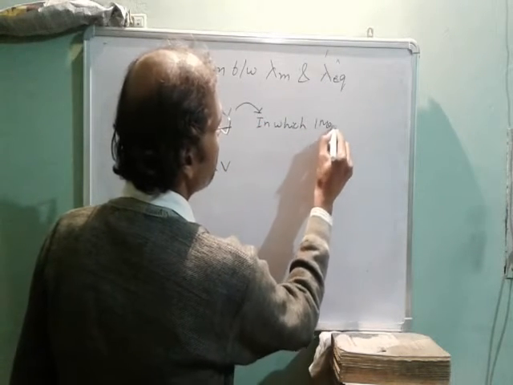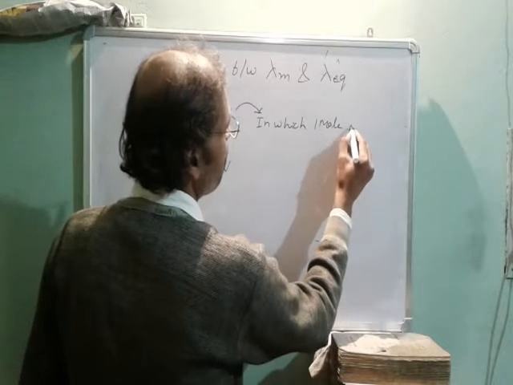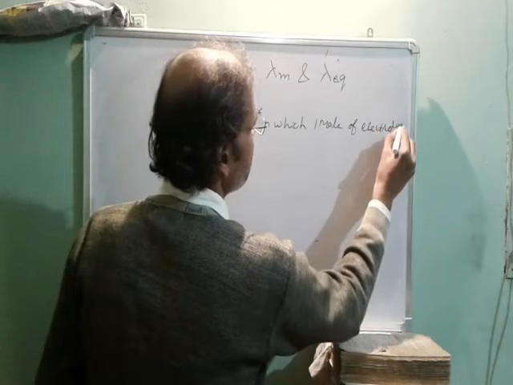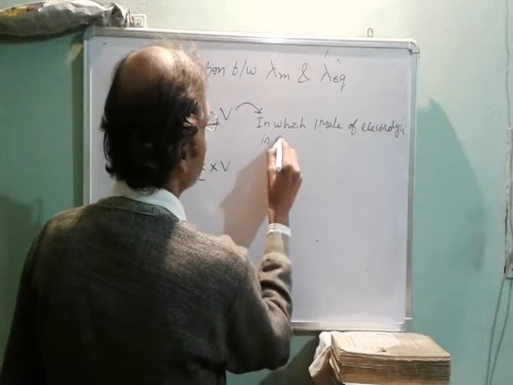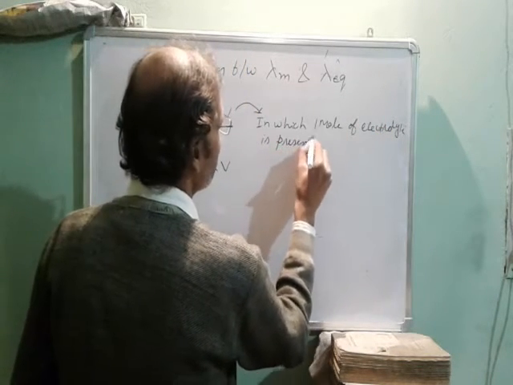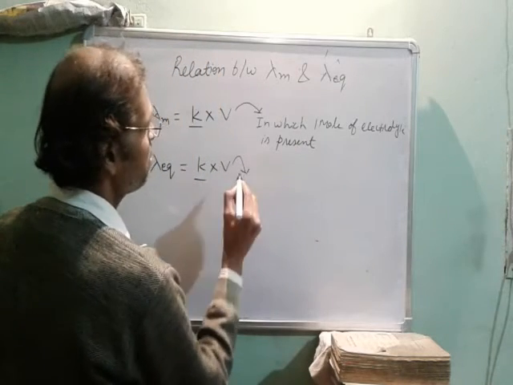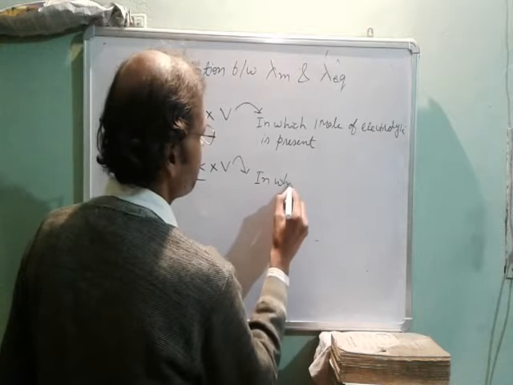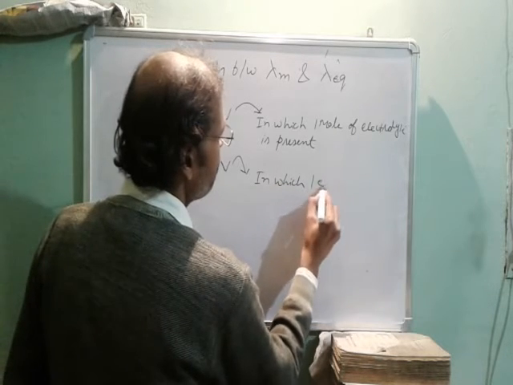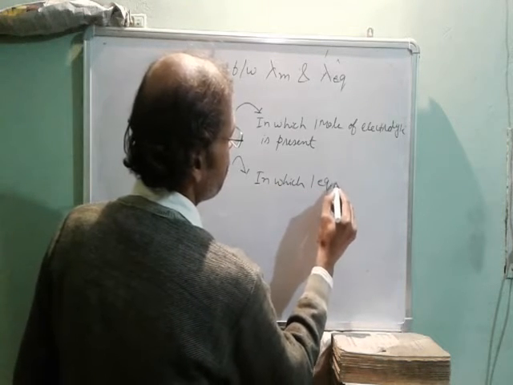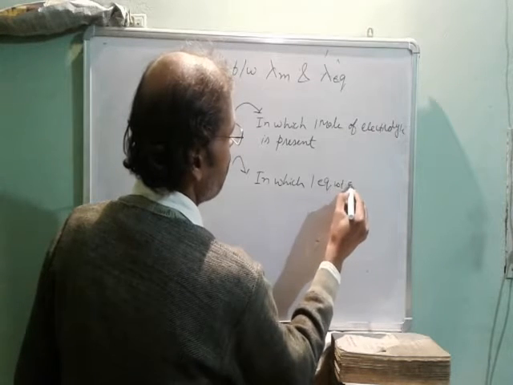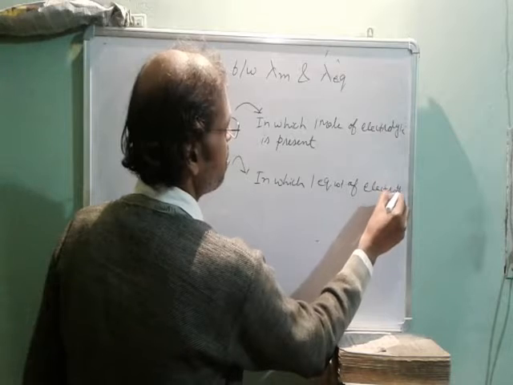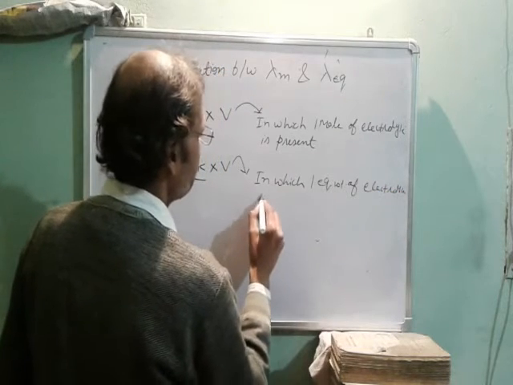1 mole of electrolyte is present, and here V means the volume in which 1 equivalent weight of electrolyte is present.